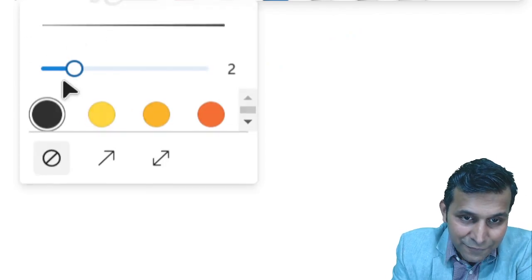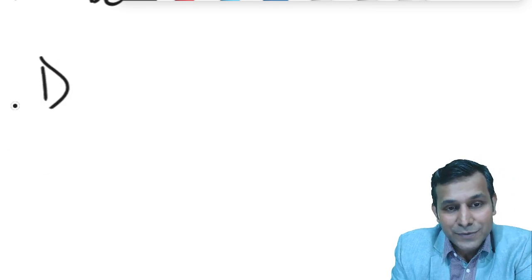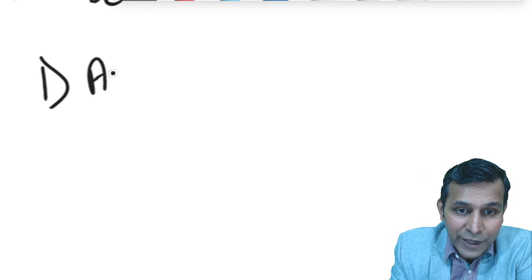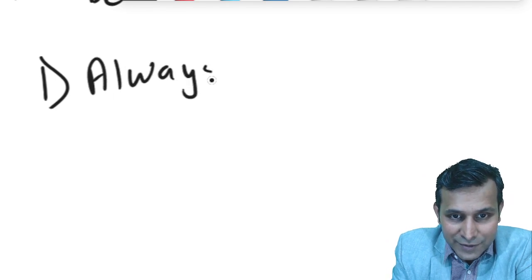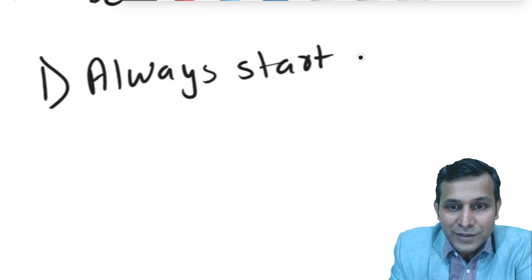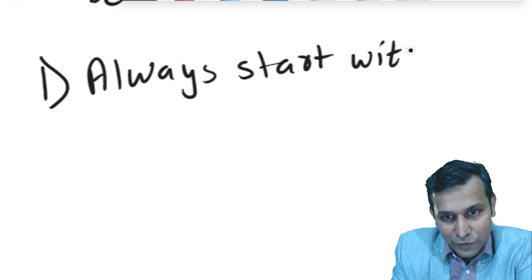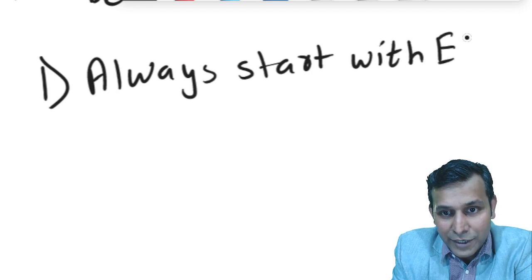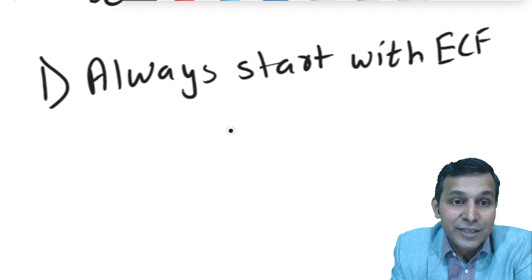I want you to learn them very carefully. Those rules of the Darrow-Yannet plot. Number 1, always start with ECF volume. Always start with ECF means always you read the graph with the change in the ECF volume.